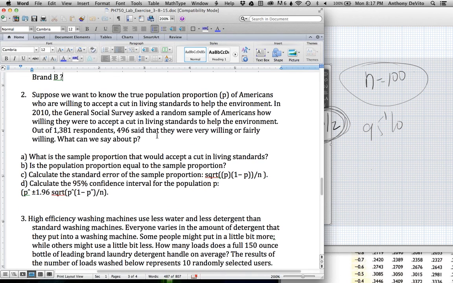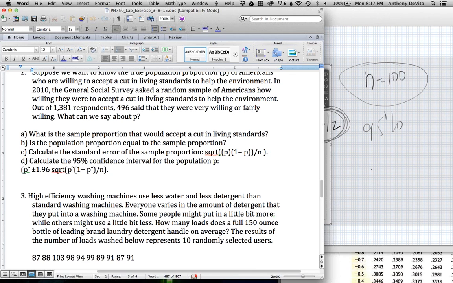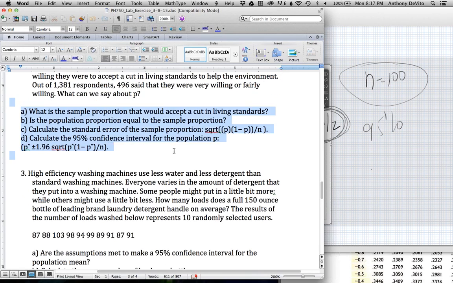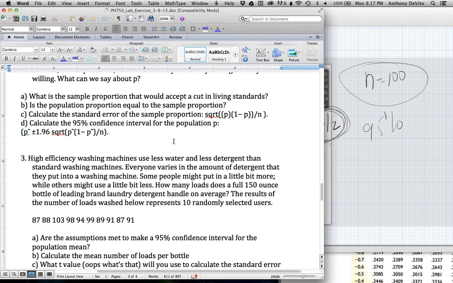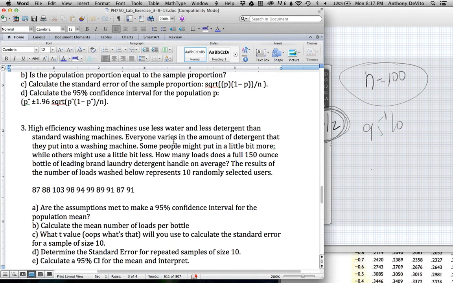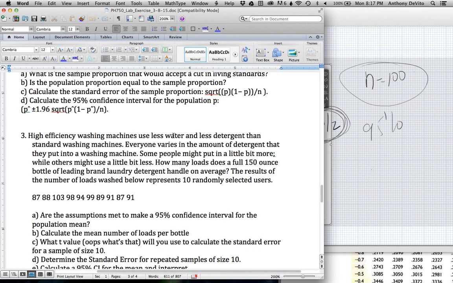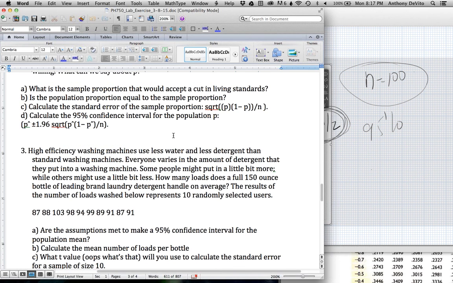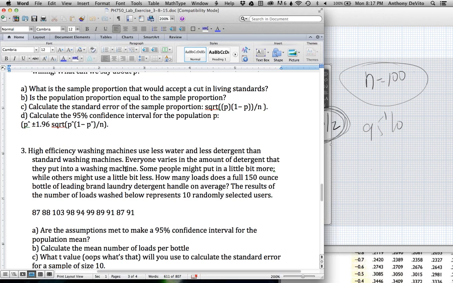Okay, suppose we want to know the true probability of the random selection of Americans of the environment. Okay, I don't want to do that one. Levi, did you talk about proportions at all? I think it can come up, right? Did you talk tonight about proportions? Okay. All right, good.